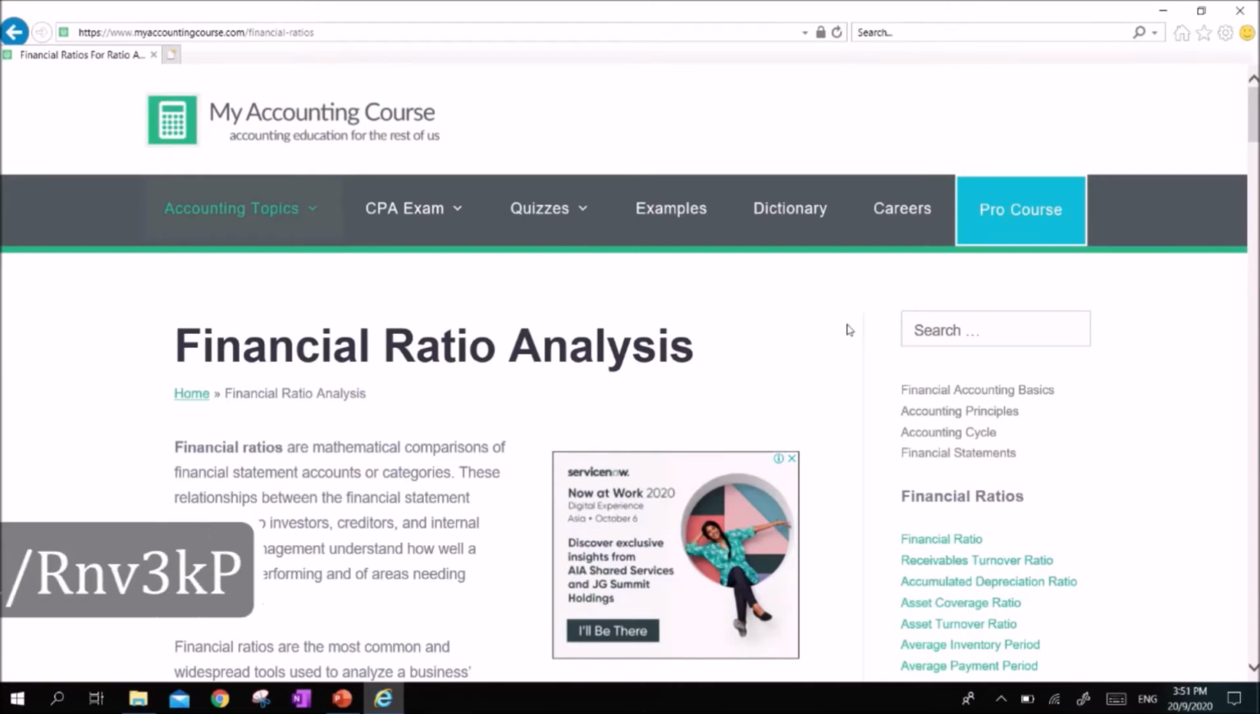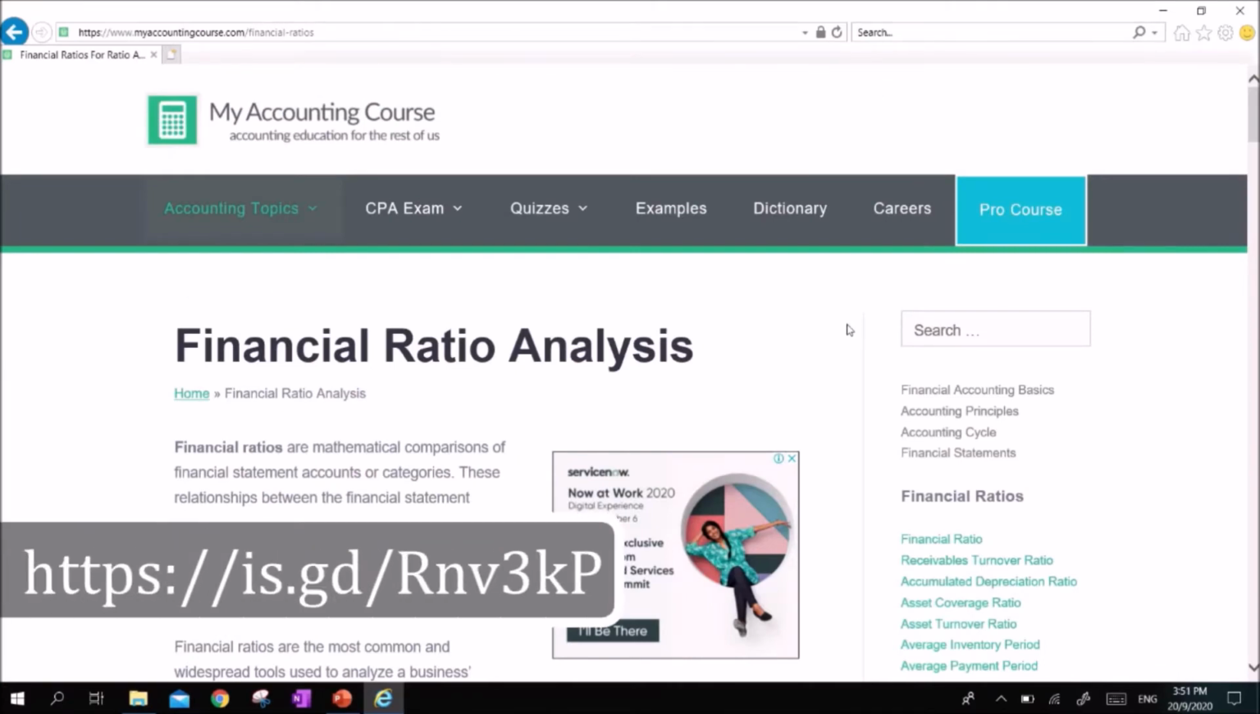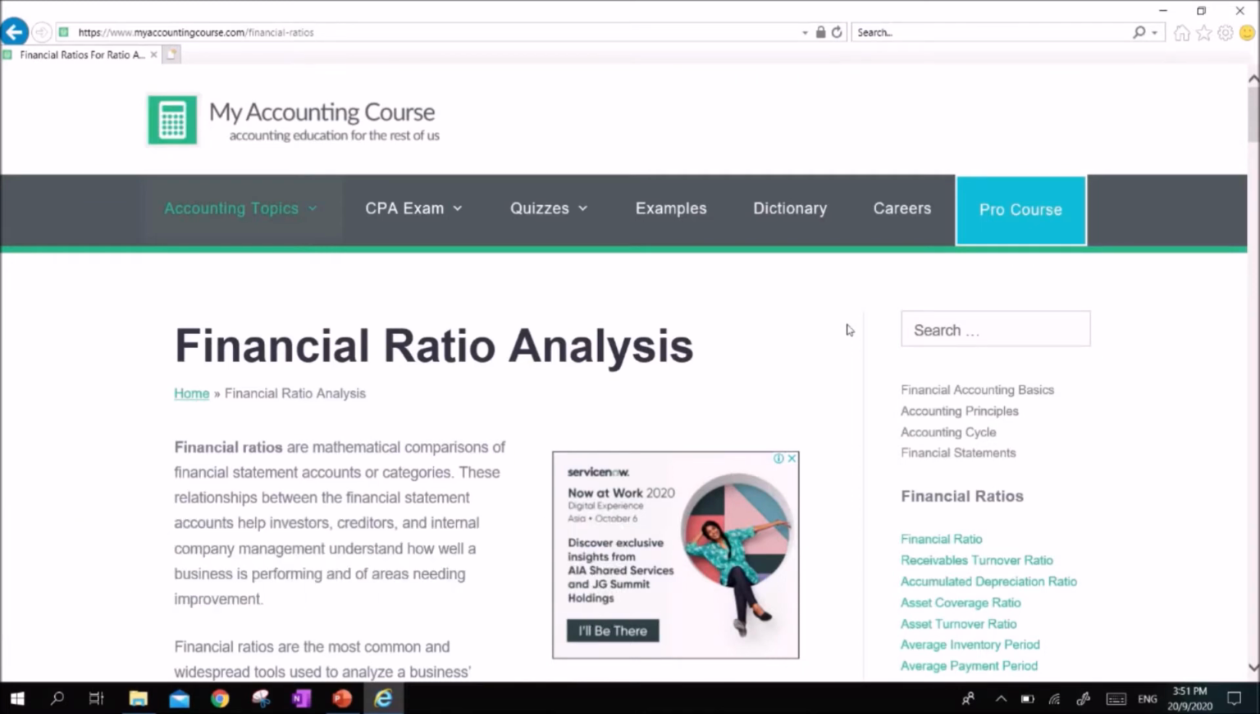Financial ratios are mathematical comparison of financial statement accounts or categories. Sometimes the numbers in the financial statements are way too big such that it's hard to truly appreciate or identify relationships between one account and another. Therefore, financial ratio will help put the number into simpler terms so that we can perceive it in an easier manner and understand the relationship better.